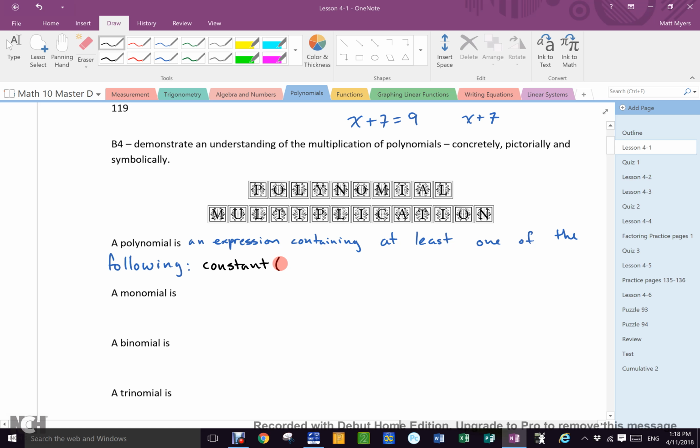So, constants in English are things that don't change. In math, they are numbers. 4, 1/2, 2 squared. Anything that you can say is something. Everybody good? All right. That is one of the things it must have, at least one of the things it must have. It could also have a variable.